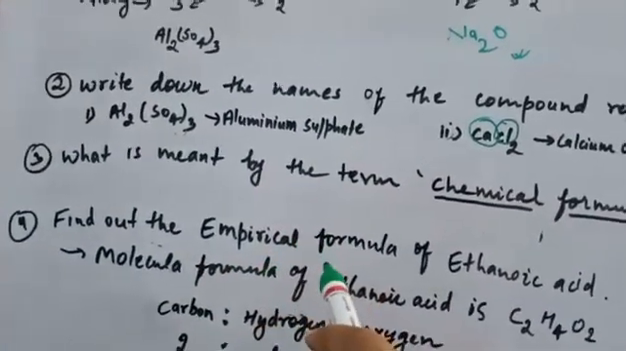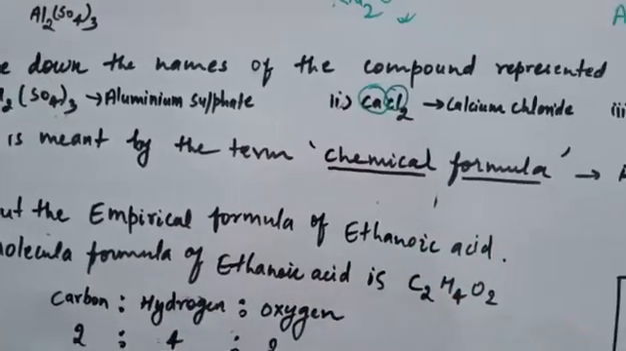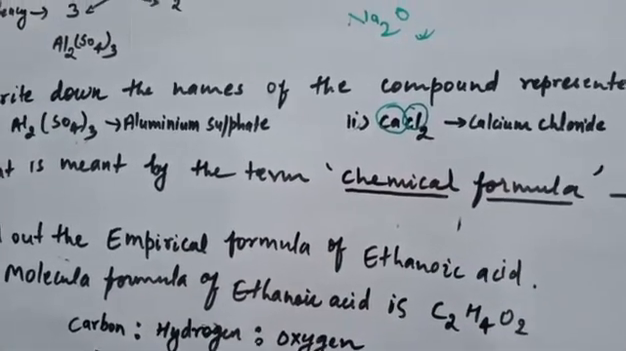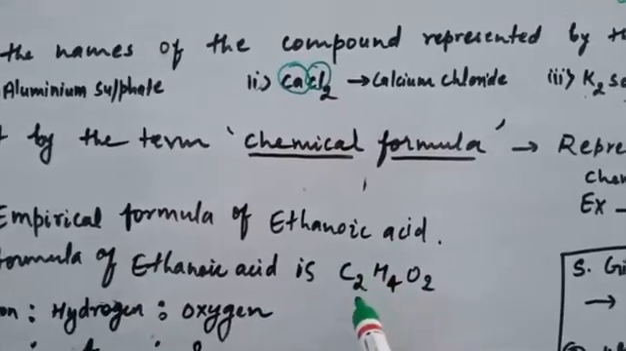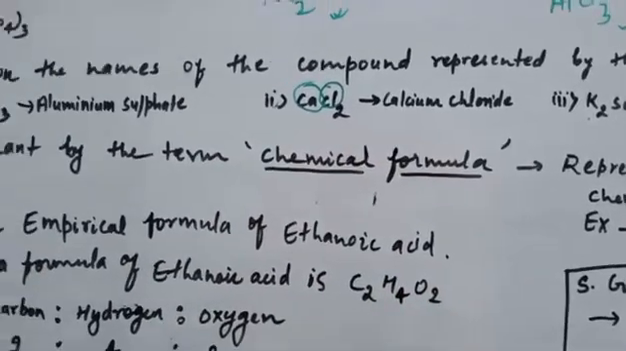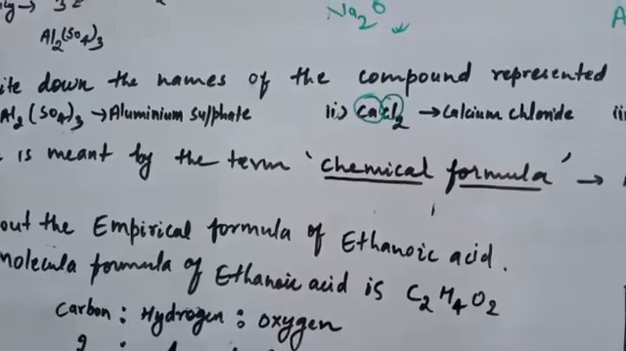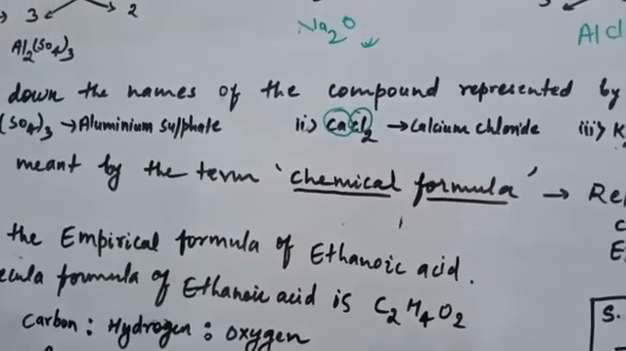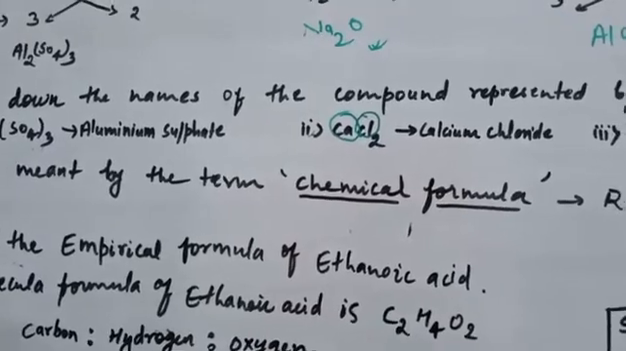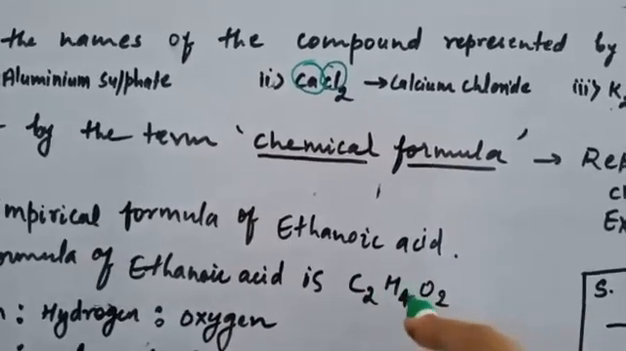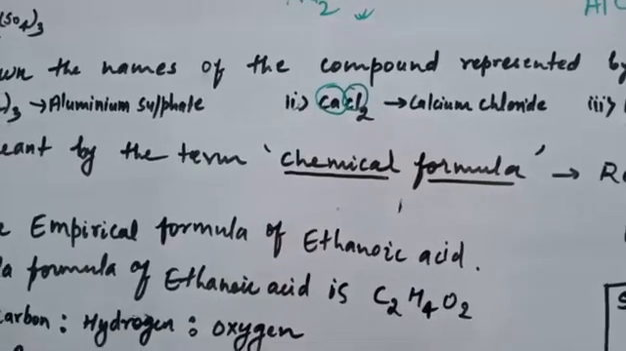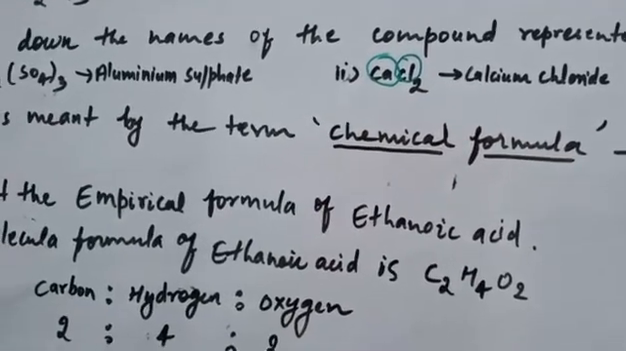Okay. Now find out the empirical formula of ethanoic acid. The molecular formula of ethanoic acid was given to you in the question, which was C2H4O2. Now you know the empirical formula is nothing but the most reduced form or the simplest ratio of the atoms of any compound or a molecule.